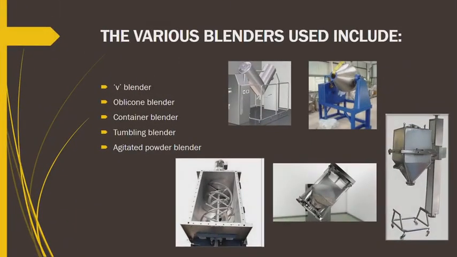Various blenders used in the mixing procedure are as follows. First, V blender, which we can see here. It is a V-shaped blender. Second is oblicon blender. An oblicon blender is an oblique cone type blender. Here we can see the shape of a cone which is present in an oblique shape. Next is container blender. A container blender includes a container like as we see in this picture.